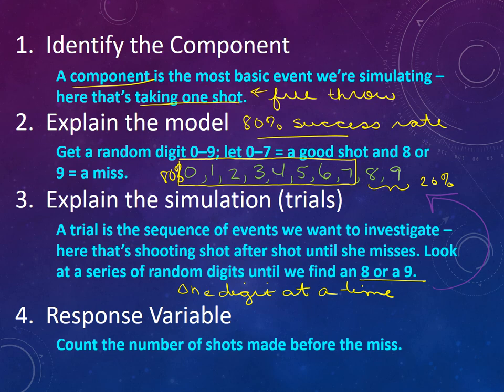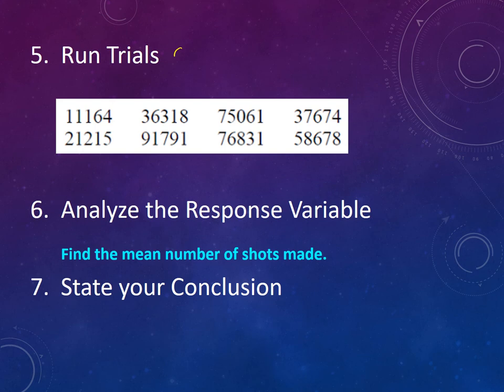Okay, now I'm going to run trials. Now, remember what we said. We said we were going to use 0 through 7 to be good. And we said 8 and 9 are going to be a miss. Now, what I have here in front of you, this is a section of a random number table. Your textbook has one of these in the back. We'll be using it frequently. These are nice, and they're broken down this way, so we can kind of keep track of where we are. They're broken down into groups of 5 digits at a time.